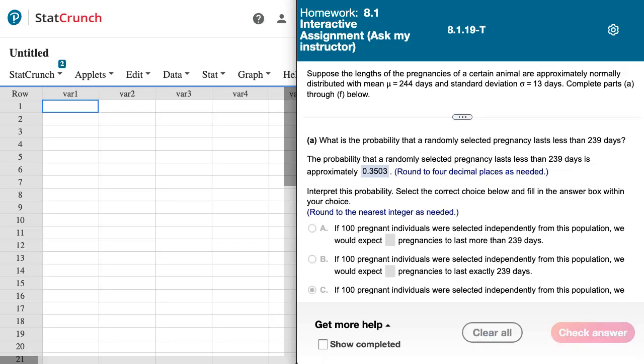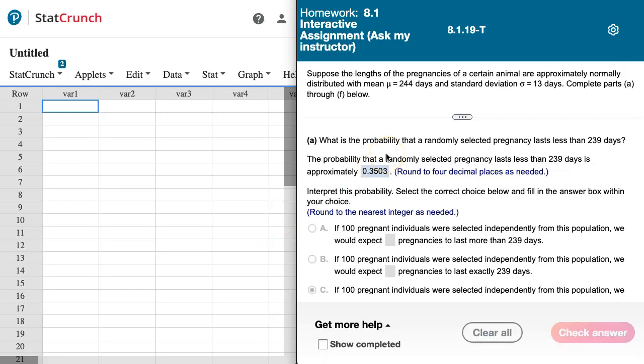In this problem, we're told to suppose the lengths of pregnancies of a certain animal are approximately normally distributed with a population mean of 244 days and a population standard deviation of 13 days. And we have several parts here to complete below. One of the things that we'll use in this problem is StatCrunch, so we're going to rely on some technology to help us find the probabilities that we're asked for.